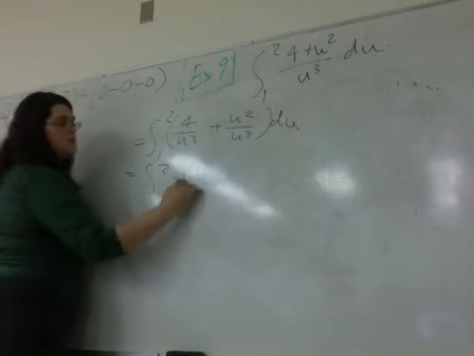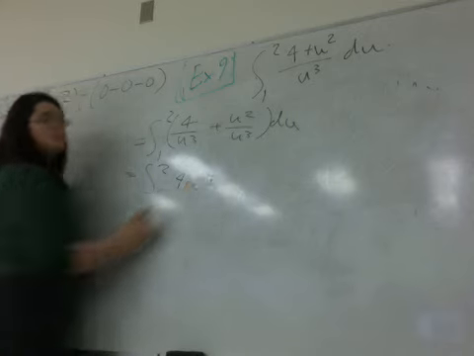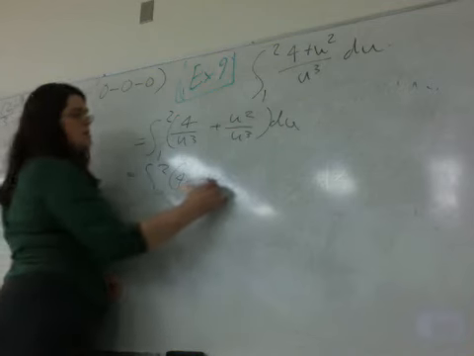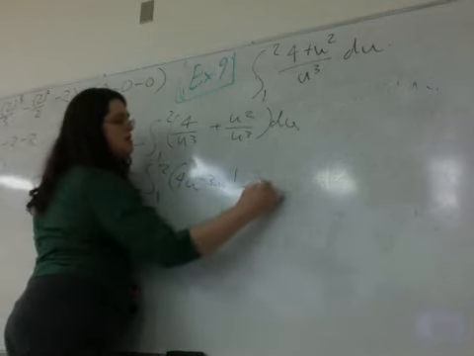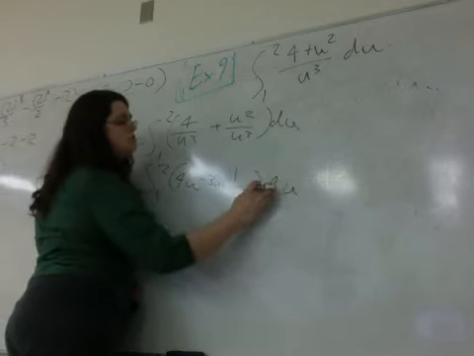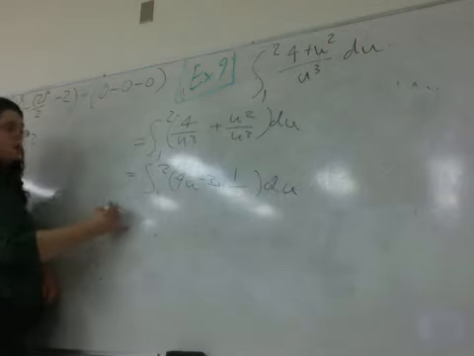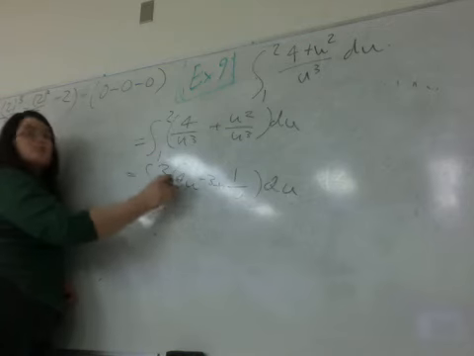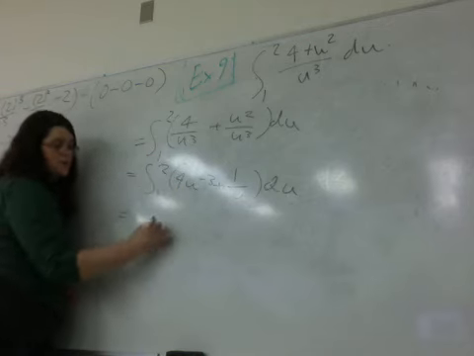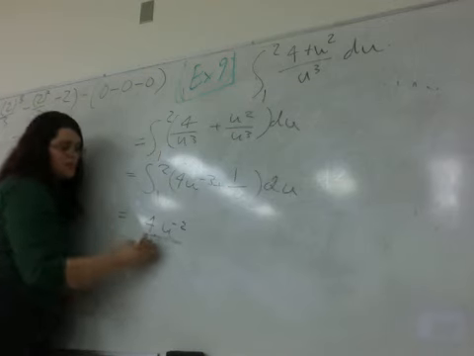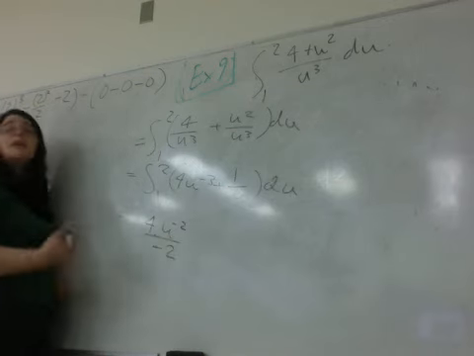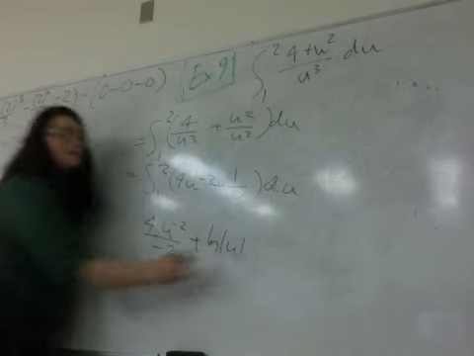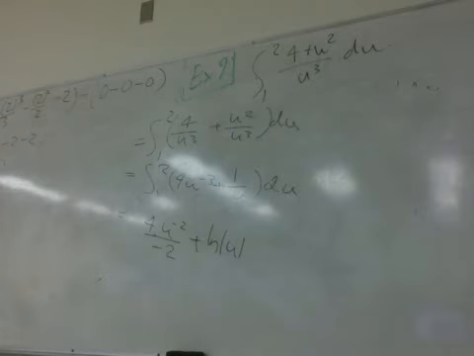4 over u cubed can be written as 4u to the negative 3, right? Then that will be something we can find an antiderivative of. U squared over u cubed can be written as 1 over u, right? Cancel from the top and bottom. Now, if I want the antiderivative of 4u to the negative 3, the 4 is going to stay. The u to the negative 3 will become u to the negative 2, and I'm going to have to divide by negative 2. The antiderivative of 1 over u is ln of the absolute value of u.